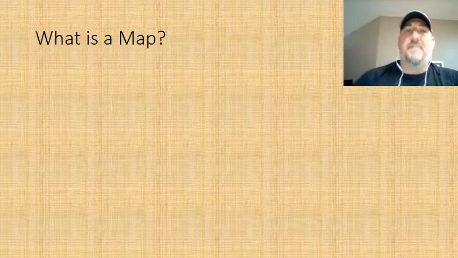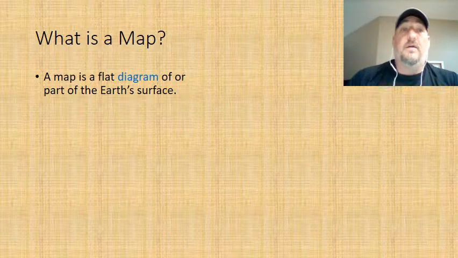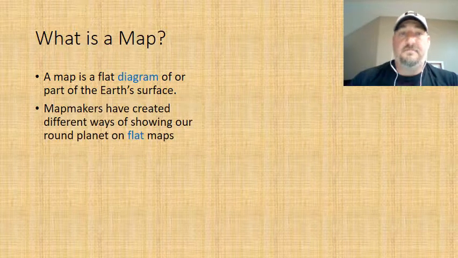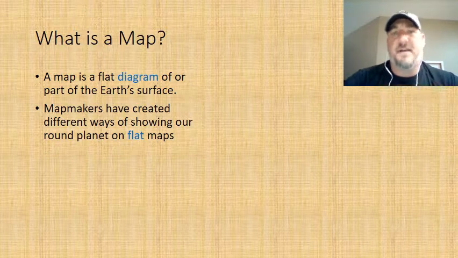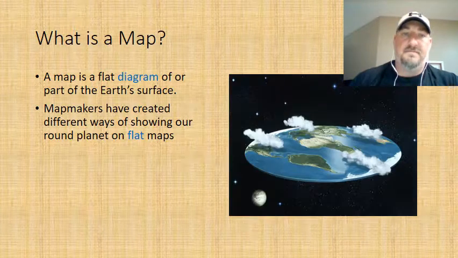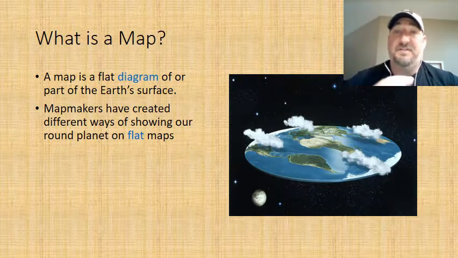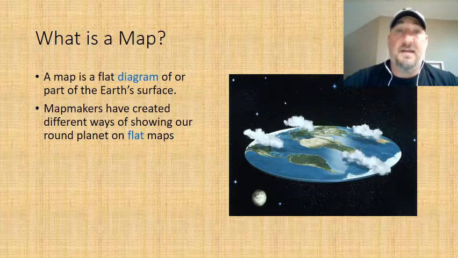So what is a map? A map is a flat diagram of all or part of the Earth's surface. Map makers have created different ways of showing our round planet on flat maps. Right, so here we have an example. We're squishing the globe down, and remember, anytime we're taking a three-dimensional object and making it two-dimensional, we're going to have some distortion with that.